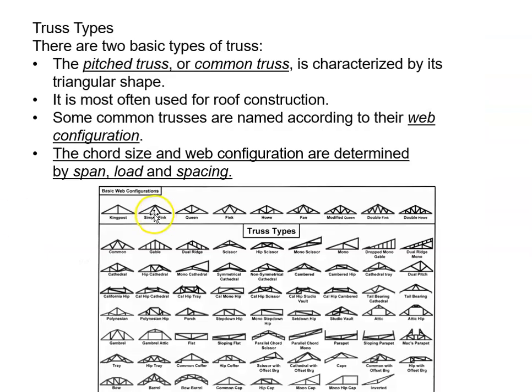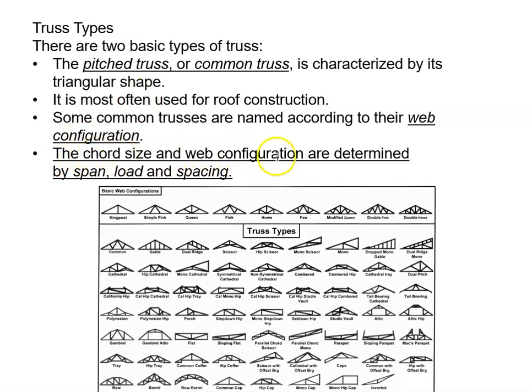Okay, truss types. So two basic types of trusses. Pitch trusses or common trusses, characterized by their triangular shape. That's most of what we see here, are triangulated ones or triangular shaped ones, most often used in roof construction. Some common trusses are typically named by their web configuration. That's how they are named.